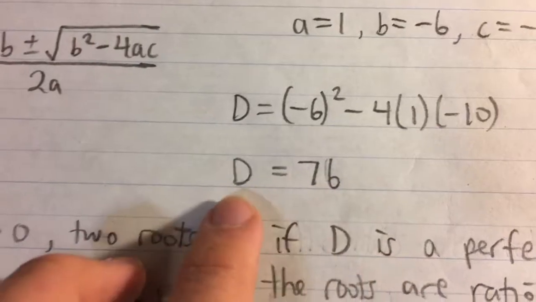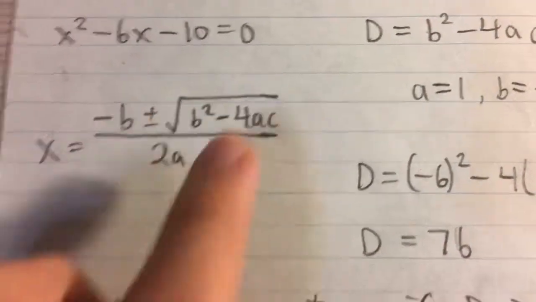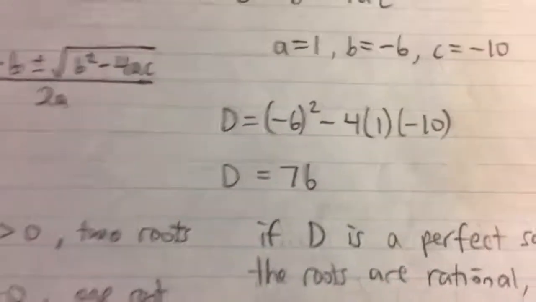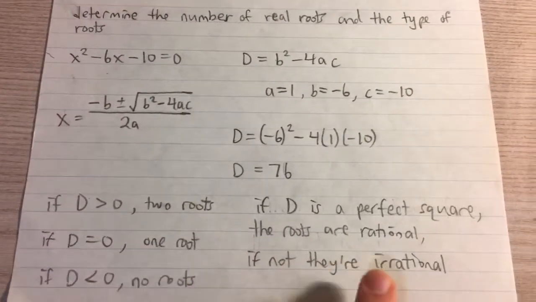And you can see the reason why that is, if we take the square root of 76, whatever the solution is going to be, it's going to have the square root of 76, and that's irrational. So here's our final answer. There are 2 roots, and they are both irrational.